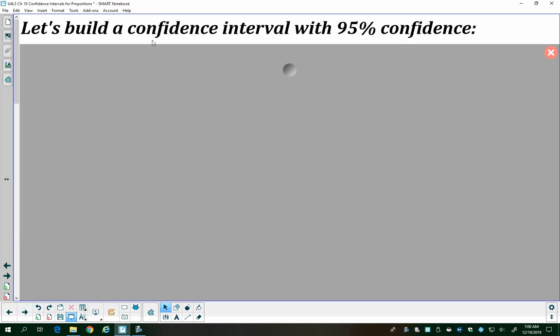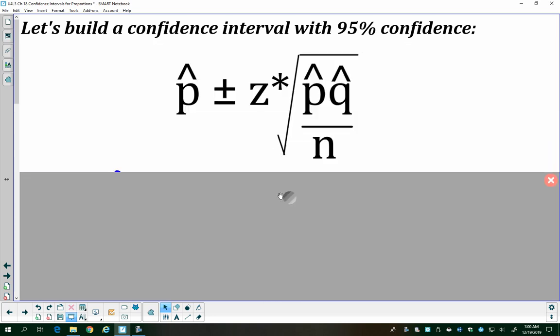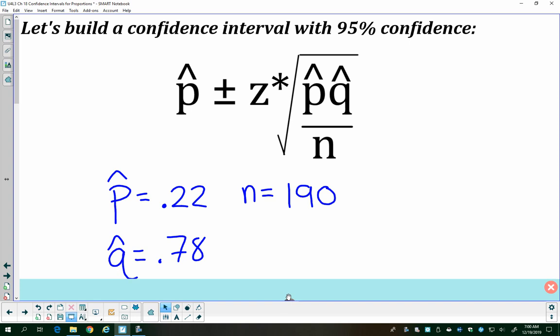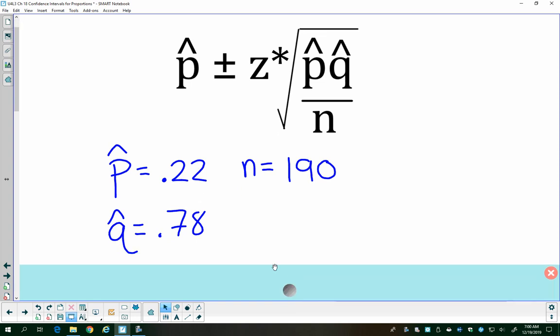So since we've satisfied the conditions, now we can start building a confidence interval. We always start with the formula. Now what I want to do is call out each piece, so all I need to do then is plug in the values and simplify. Our p hat is our 22%, given in the problem: 22% of all packages were mislabeled. Our q hat is 1 minus p hat, so 1 minus 0.22 is 0.78. That means that 78% of them were not mislabeled. n is our sample size of 190 packages of seafood.